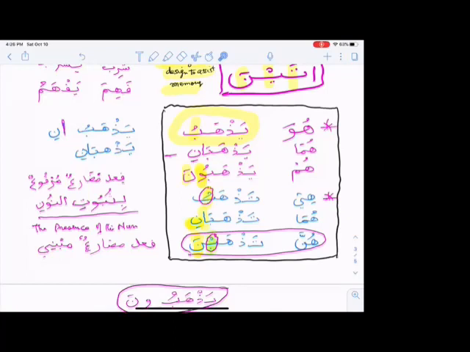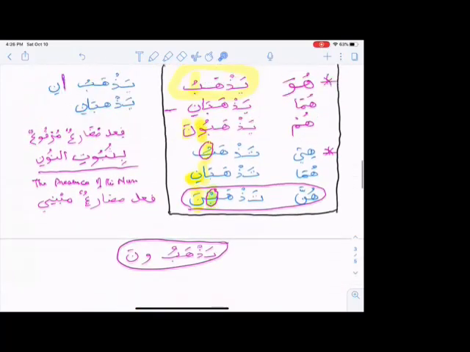Huwa yazhabu. Did you get it? Huwa yazhabu. Huma yazhabani. Hum yazhabuna. Hiya tazhabu. Huma tazhabani. Hunna tazhabna. Did you get it? Inshallah.